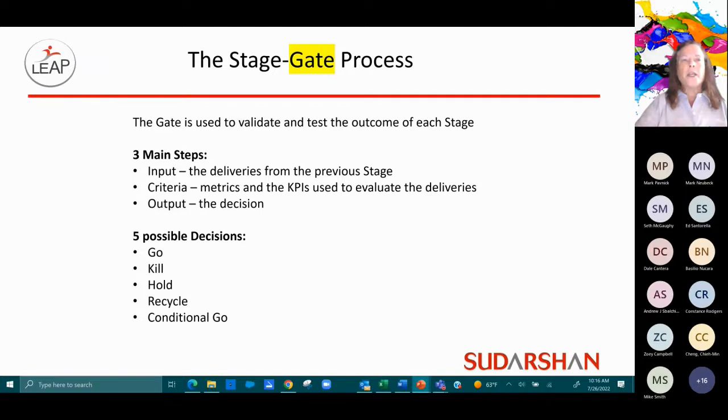You could also have a conditional go. Conditional goes are usually when there is missing information, but that information is not critical to the process flow. However, it is the responsibility of the team to make sure that they do get that information as part of that one. So you can't just go on and skip that information that's required.